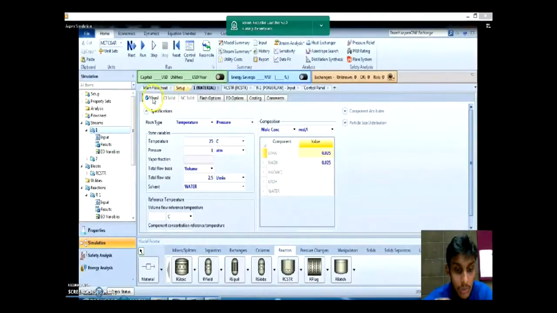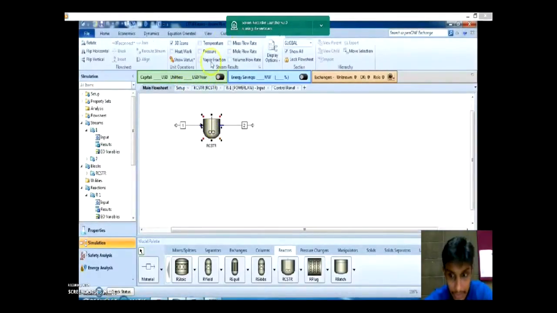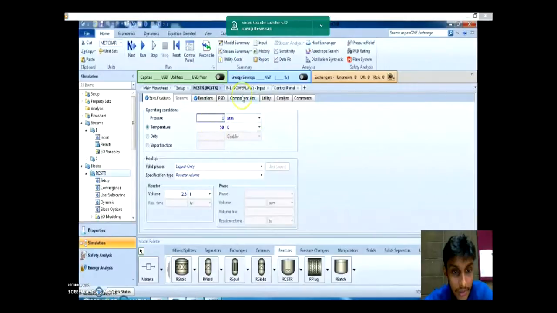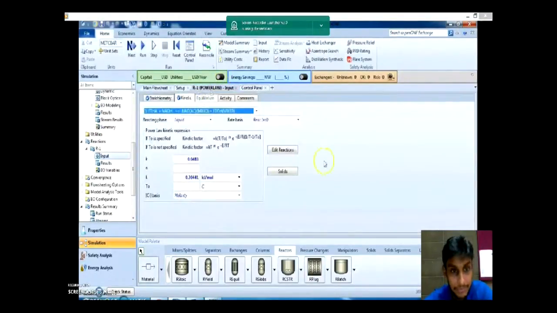The total flow basis we use is volume, and the total flow rate is 2.5 liter per minute, since the volume of the reactor is 2.5 liter. Now for the CSTR, it has 1 atm pressure and 50 degrees Celsius temperature, and the volume is 2.5 liter.